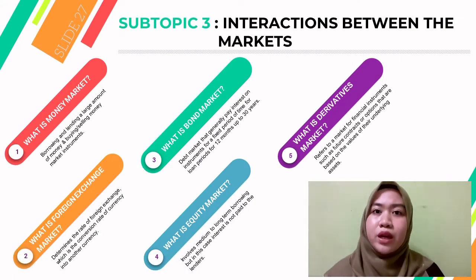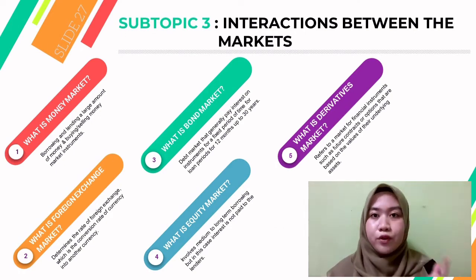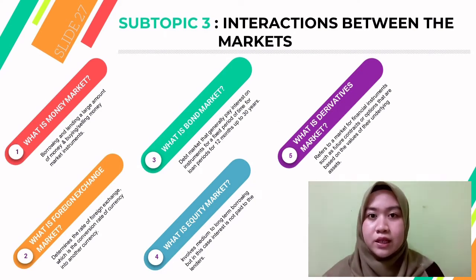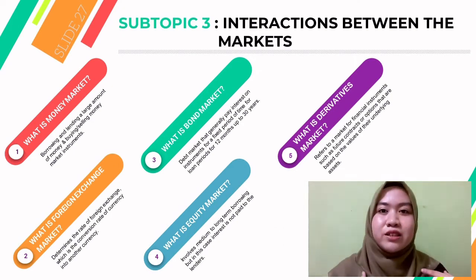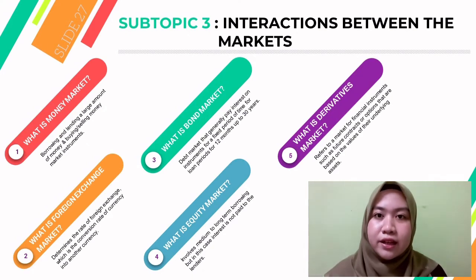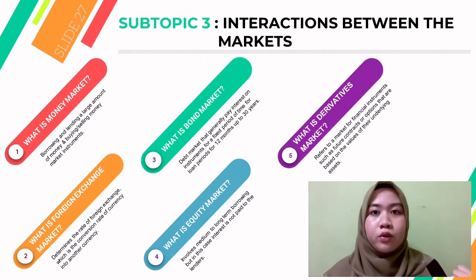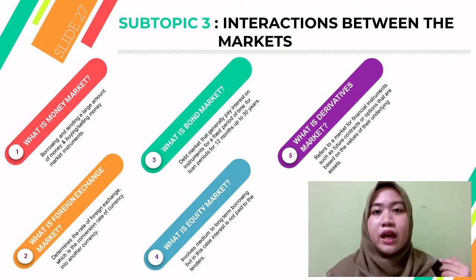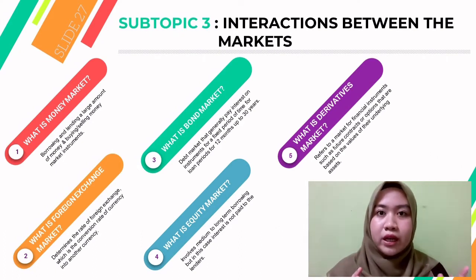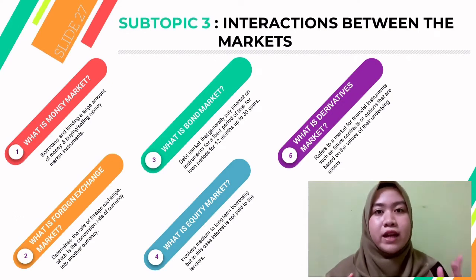As we know, we have a variety of types of markets: money markets, foreign exchange markets, bond markets, equity markets, and derivative markets. So firstly, what are money markets? Money markets are characterized by borrowing and lending a large amount of money and buying or selling money market instruments. The commodity traded in the money market is money, and the bulk of assets traded in the money market have a maturity period of less than a year.